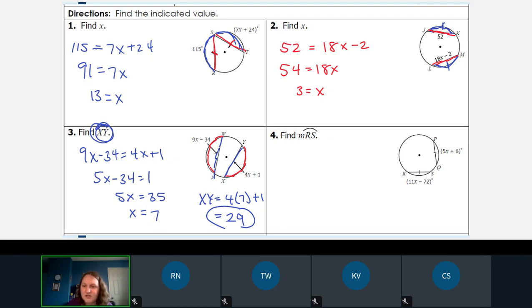But before we move on, do you want to just tell me in the chat, what would your equation look like for number 4? How would you start? What would your starting equation be for number 4? Good job, Mohammed. You're right. Anyone else?